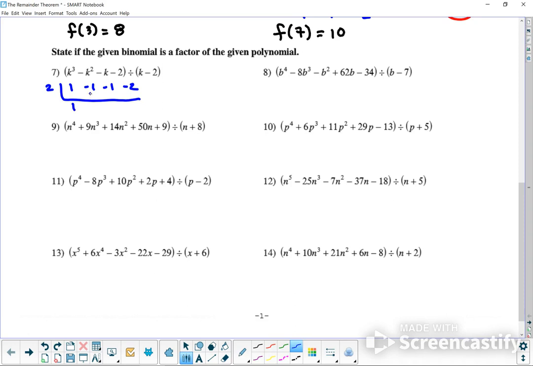1, 2, 1, 2, 1, and 2. And then that has a remainder of 0. So because of this, we would say yes. K minus 2 is a factor.